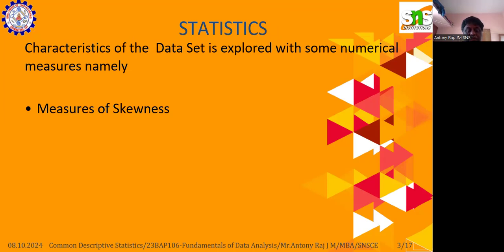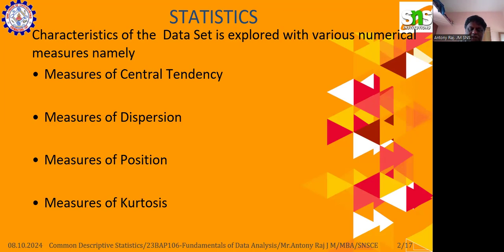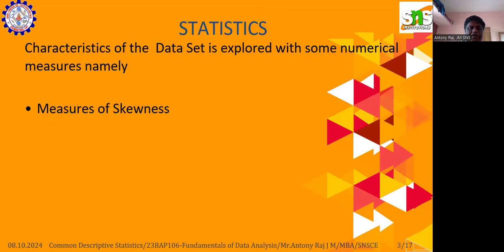And there is one more thing, a measure of skewness. So: measures of central tendency, measures of dispersion, measures of position, measures of kurtosis, and measures of skewness. This gives a complete understanding of the characteristics of the type of the data set.